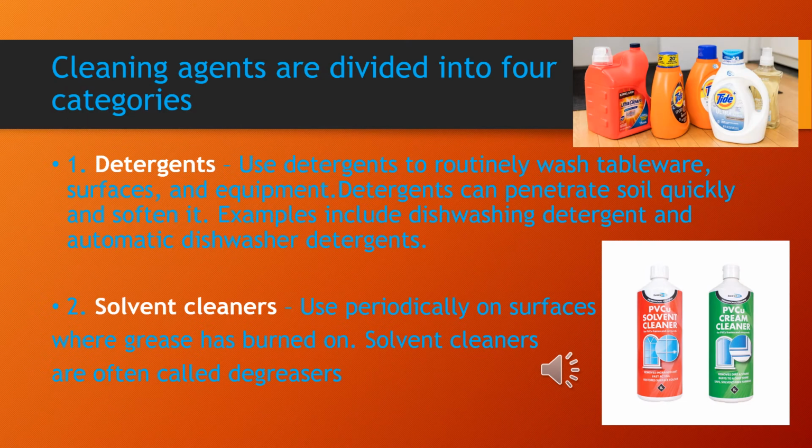Now let's go to cleaning agents. These are divided into 4 categories. First, we have detergents. Use detergents to routinely wash tableware, surfaces, and equipment. Detergents can penetrate soil quickly and soften it. Examples include dishwashing detergent and automatic dishwasher detergents. And also we have solvent cleaners, used periodically on surfaces where grease has burned on. Solvent cleaners are often called degreasers.